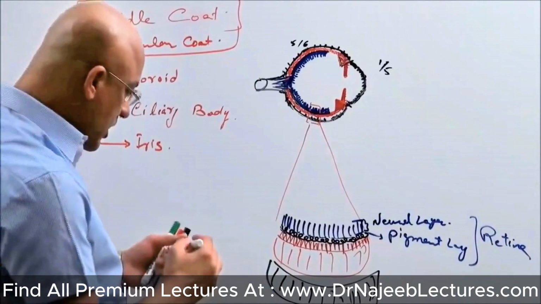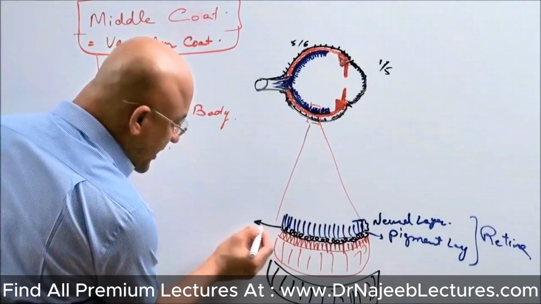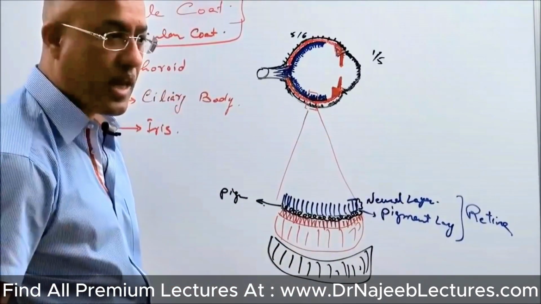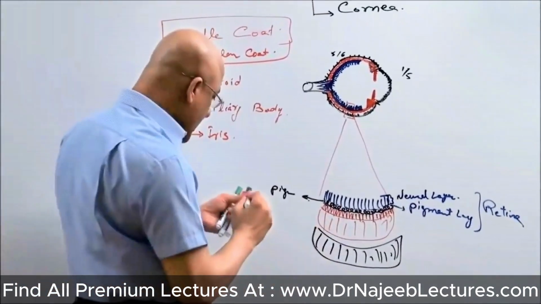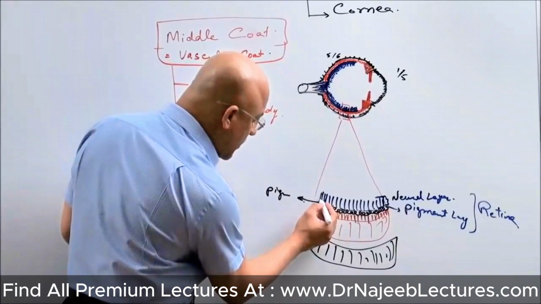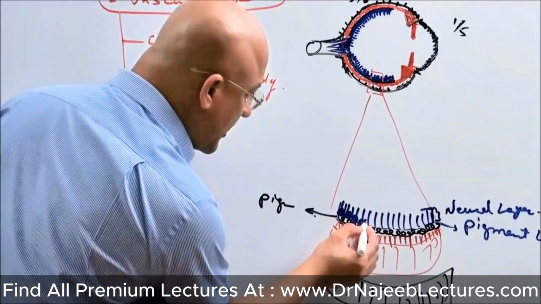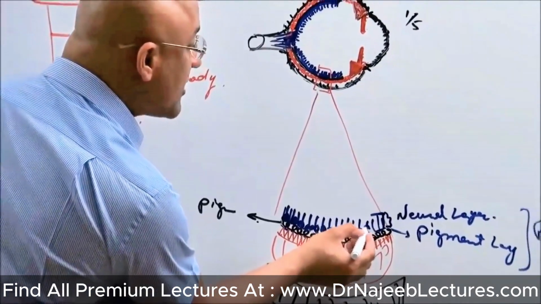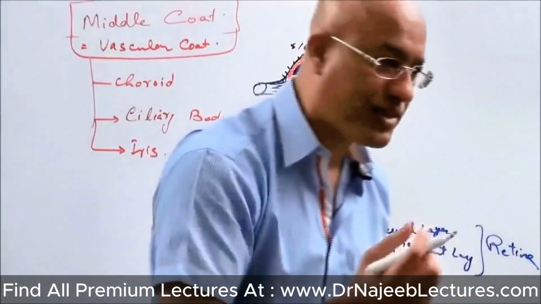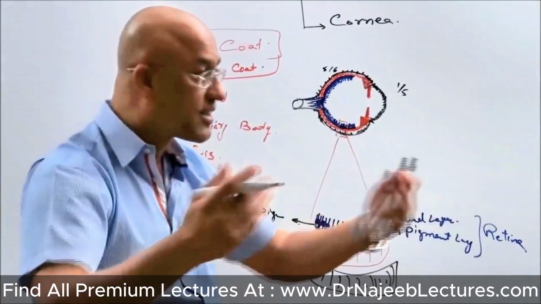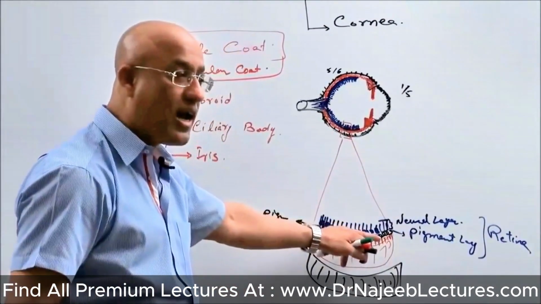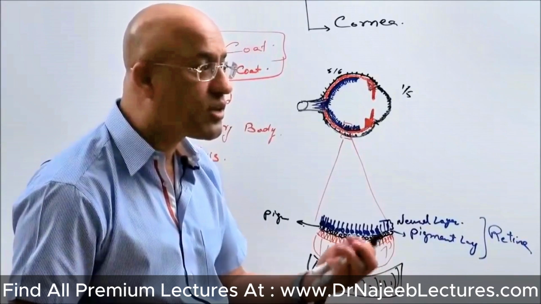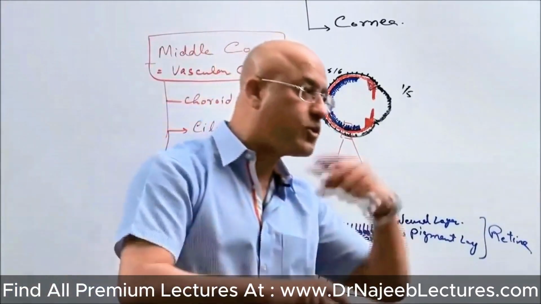Now, this outer part of the retina, the pigment layer, does not have rods and cones. Actually, the neural layer here has the rods and cones. As I will discuss later in detail, these are the structures which convert electromagnetic energy. You know, light is electromagnetic energy. These rods and cones are a very special type of transducers. What are transducers? Transducers are those structures which convert one type of energy into another type of energy.